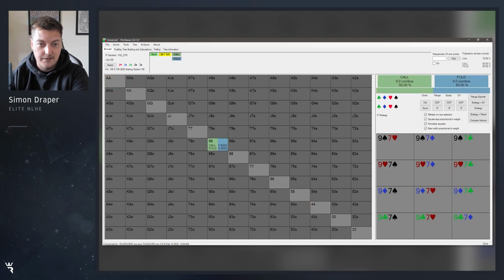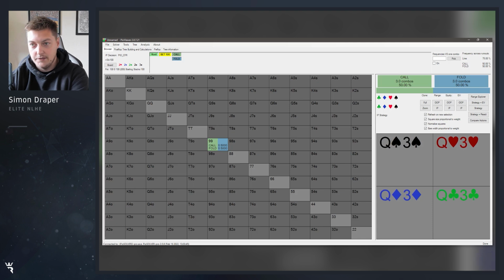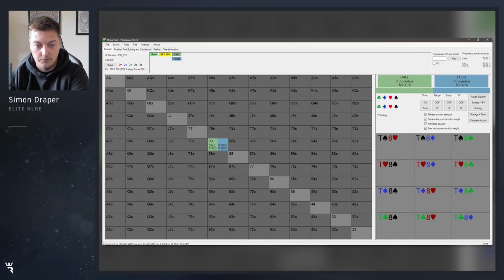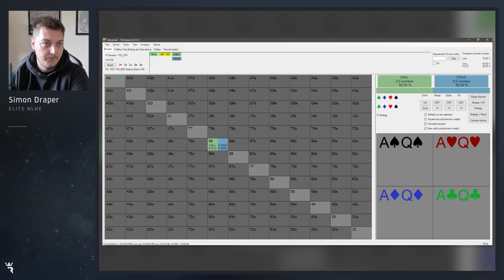What this means is pocket nines is exactly 0 EV. Okay, you can see it's calling 50% of the time and it's folding 50% of the time in this toy game where there are no blocker effects going on. All right, so this is essentially how bluff catching works in theory. Okay, with no blocker effects, this is what should be happening.